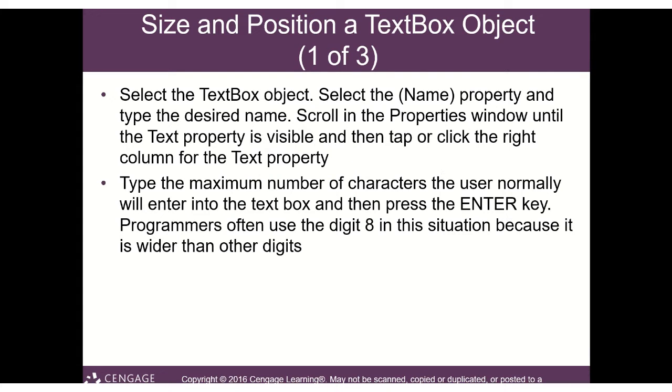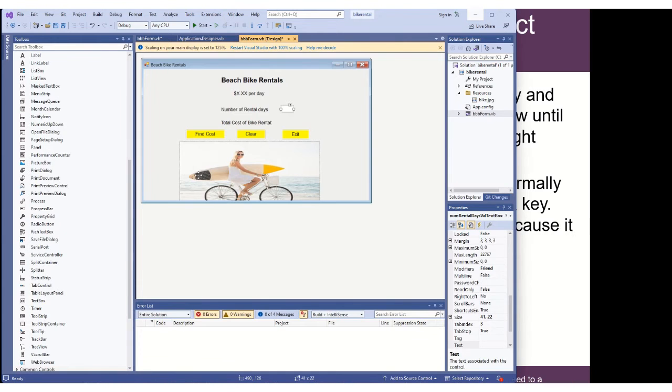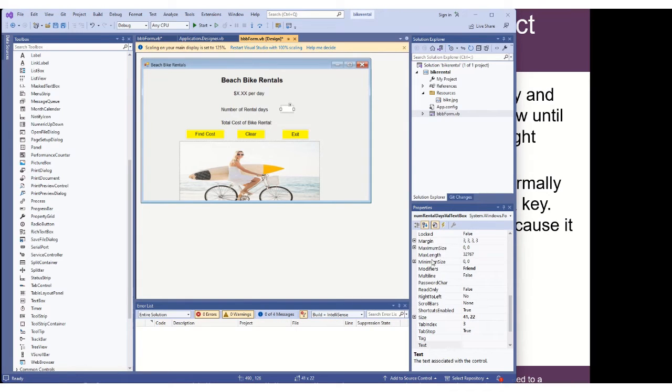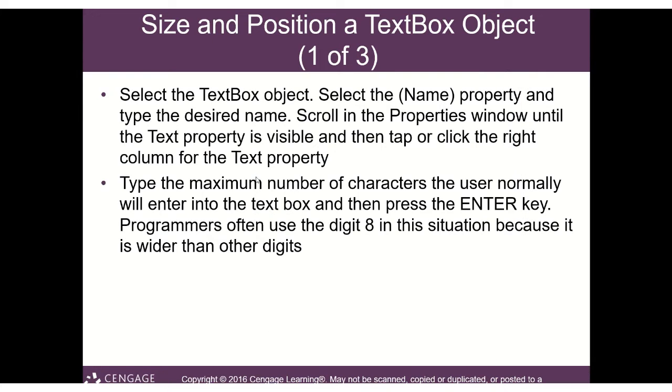Now size and position a text box object. Select the text box object, select the name property, and type the desired name. We actually did that. If you look at this, select the text box and go to the properties window here. We named it something like num rental days value text box, whatever name we wanted to give it. That one we did, and also we did some other things as well.